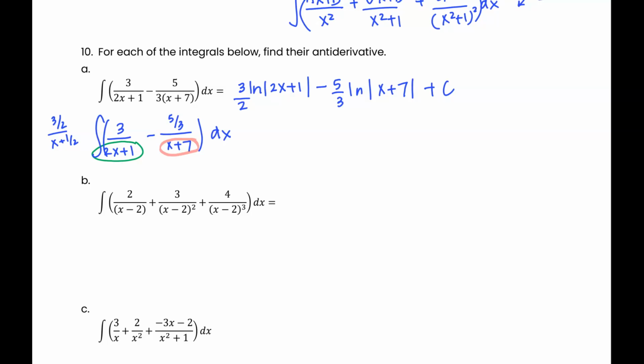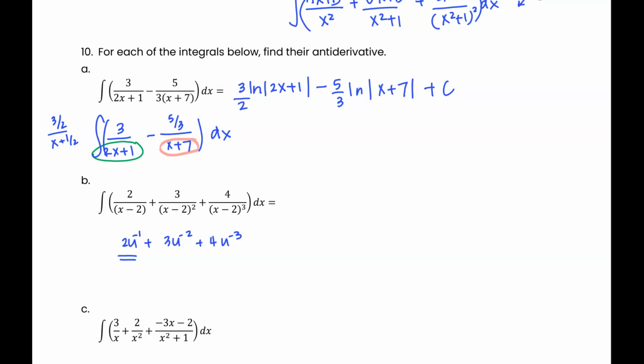Boom. All right. B is really making sure that you understand that repeated linear factors do not mean just a butt ton of ln's. When they're repeated, now we need u sub in the other sense of it, right? This is going to be 2u plus 3u to the negative 1 plus 4u to the negative 3. The only one that has an ln as the antiderivative is the single instance of our linear factor in our denominator. The rest are going to be power rule.